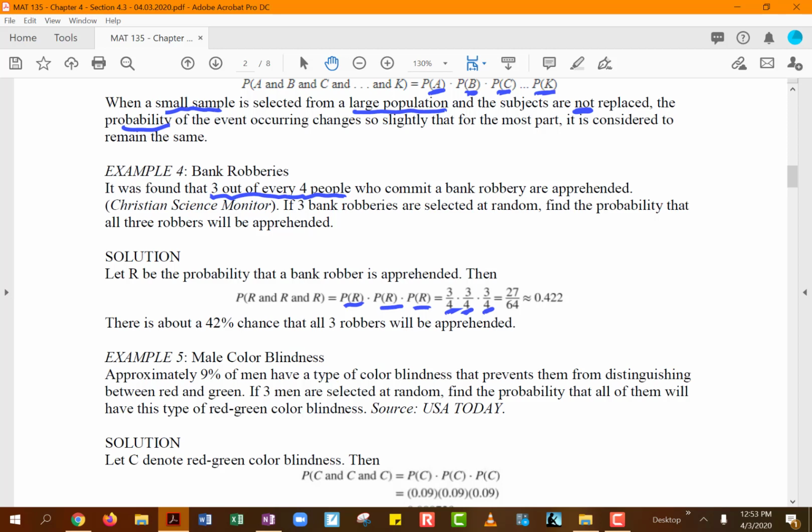So these are all independent. So you just multiply 3/4, 3/4, and 3/4, which will give you 27/64, or as a decimal, 0.422. So that's approximately 42% chance that all 3 robbers were apprehended. So obviously you can see that's below 50%. So we would say it's more on the unlikely side that the bank robbers would be apprehended. So not very good chances, as you can see here.